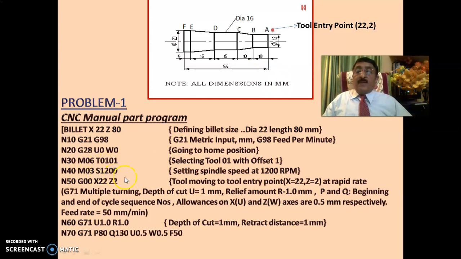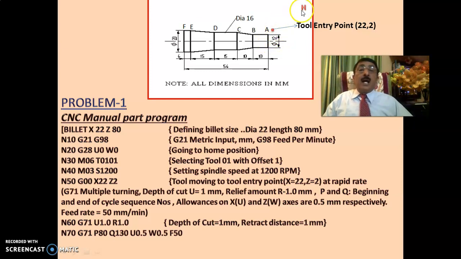M03 S1200 means I am setting the spindle speed to 1200 RPM. Then G00 X22 Z2. Remember carefully, G00 is rapid rate. From the home position, the tool comes rapidly to this position X22 Z2. You see, 20 is this; 22 is a little more than that, because the billet size is X22. With Z2, I am a little away from the workpiece. Z0 is this, and if you go along this way it is Z minus, and if you go here it is Z positive.